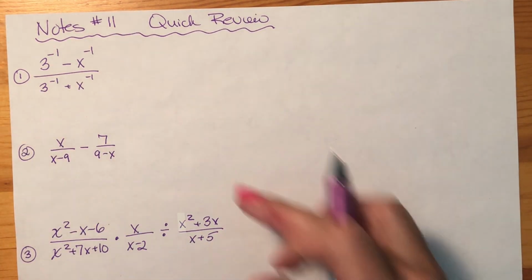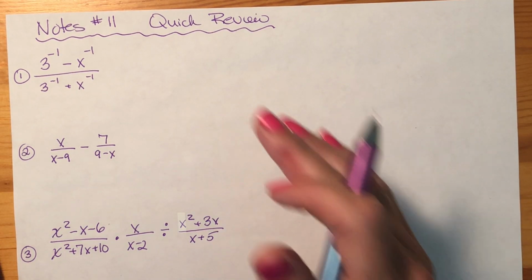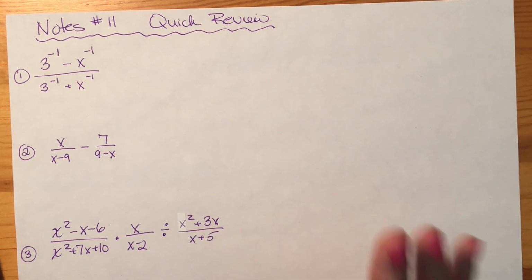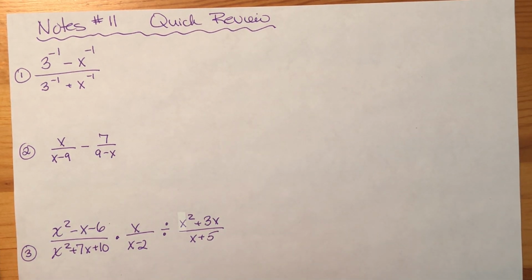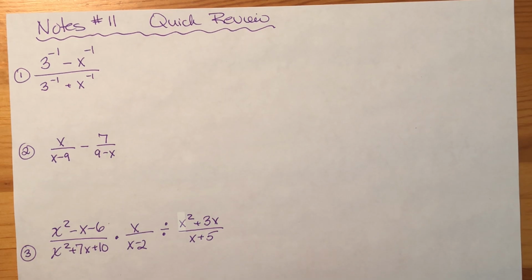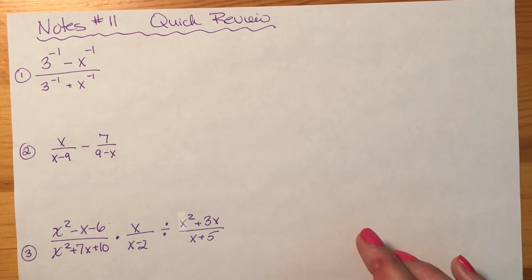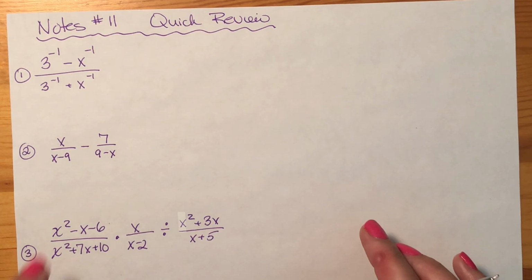I want to do a quick review. I've got 3 problems here for you to do. What I would like you to do is to copy these down, pause the video, try them on your own, and then start the video back up and double check to make sure you got them correct. Okay, so do that now. Pause your video, copy your problems down, and give them a try. All right, let's give those a shot.